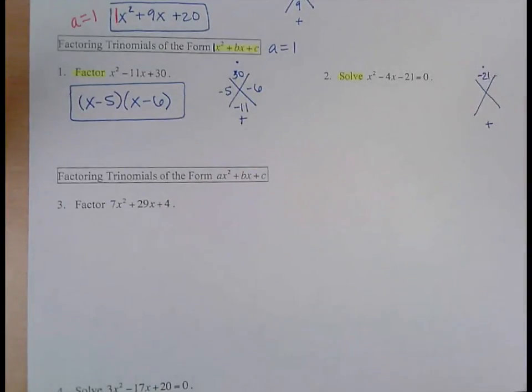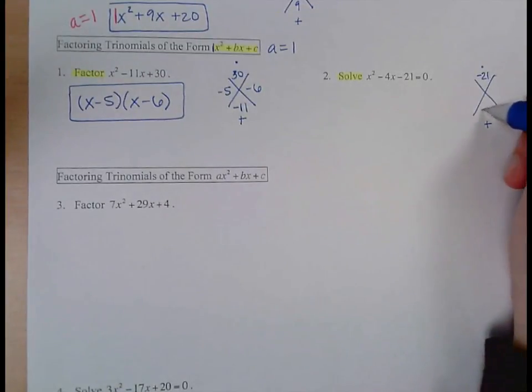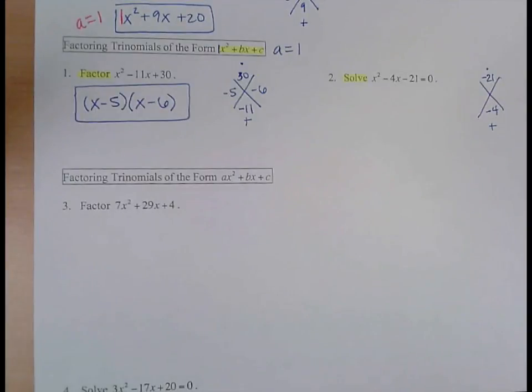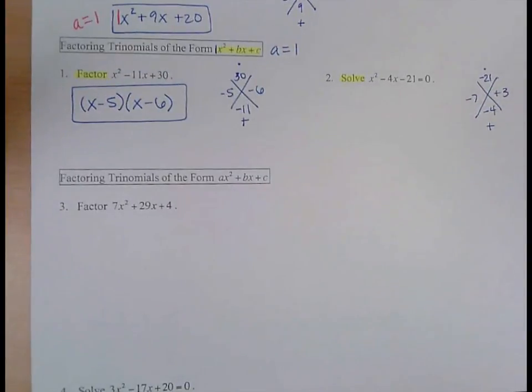-21, and adding to -4. So what numbers multiply to a -21, add to a -4? Yep, -7, and then +3. So when you multiply to a negative, one has to be negative, one has to be positive, and then we're adding to a negative, so we want to make sure that we do get negative when we add them together.